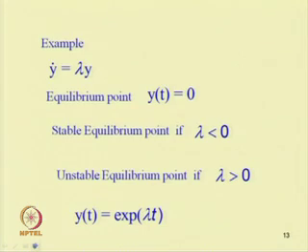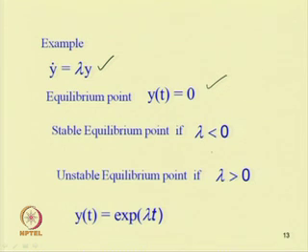As a further simple example, take y dot equal to lambda y. The equilibrium position y t: in this case we put y dot equal to 0, so y t can be written equal to 0, the stable equilibrium position. So our equation reduces to y dot equal to lambda y.